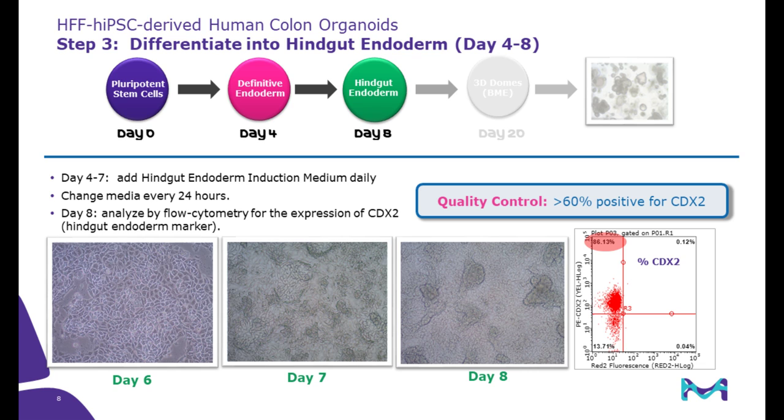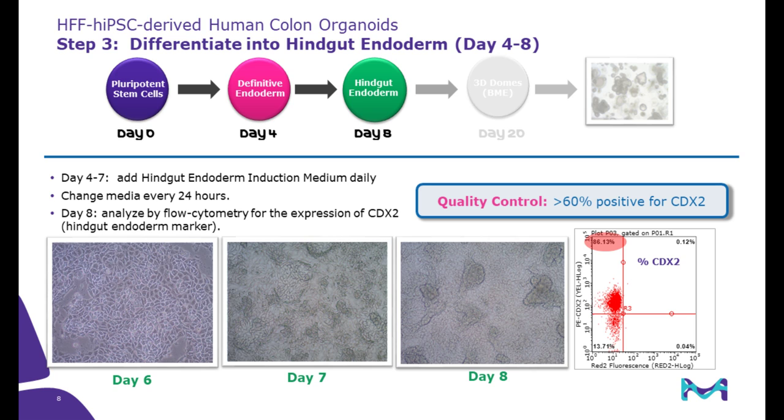On day 4 to day 7, begin hindgut endoderm differentiation by adding hindgut endoderm induction media to the culture every 24 hours. On day 8, sacrifice 1 well for flow analysis for the expression of the hindgut endoderm marker CDX2 before proceeding. Percent CDX2 positive must be greater than 60%.